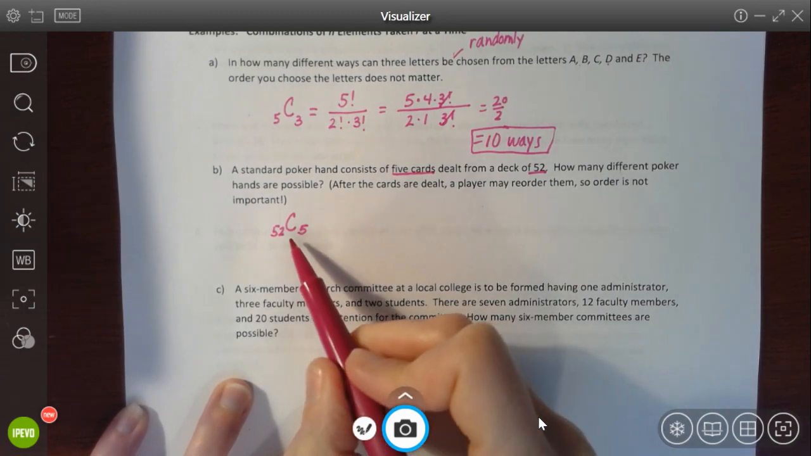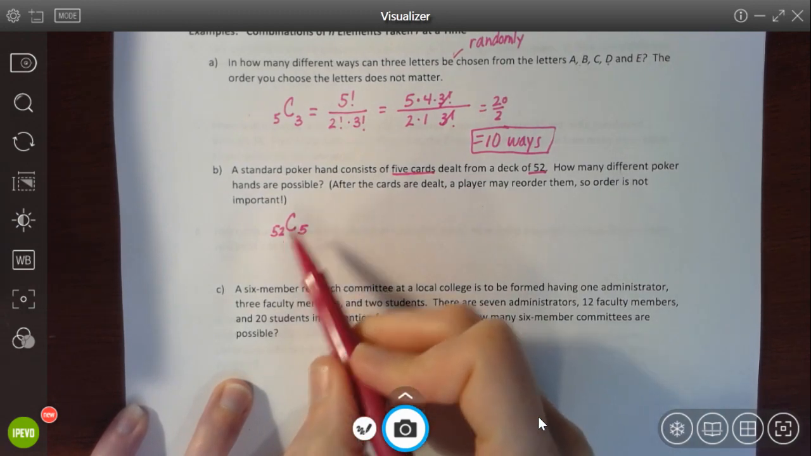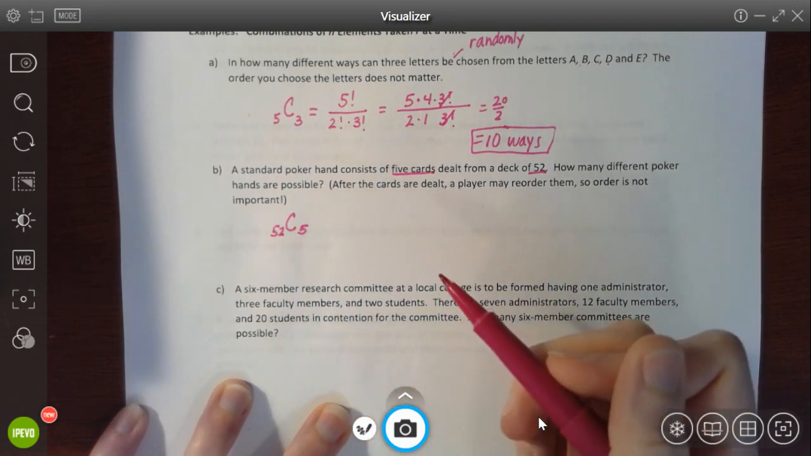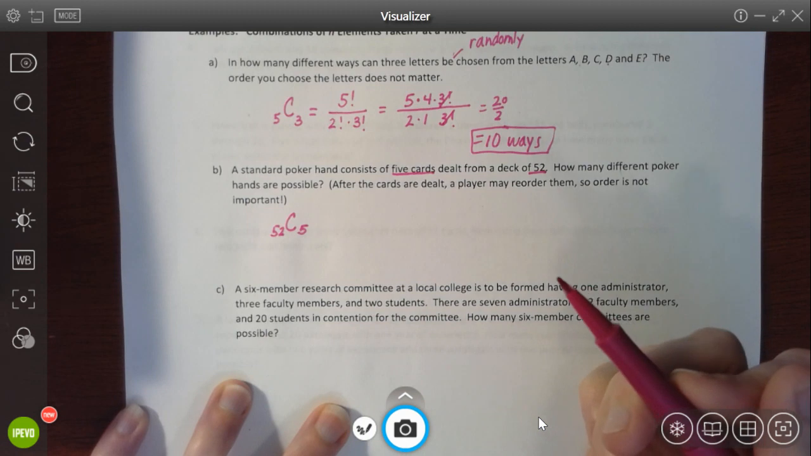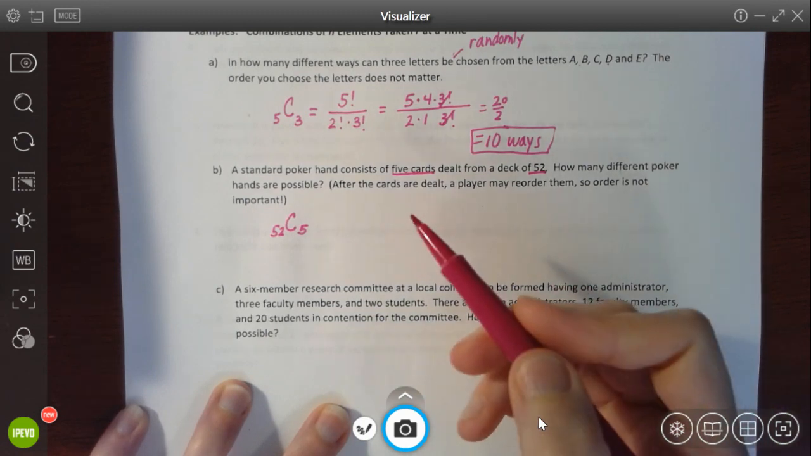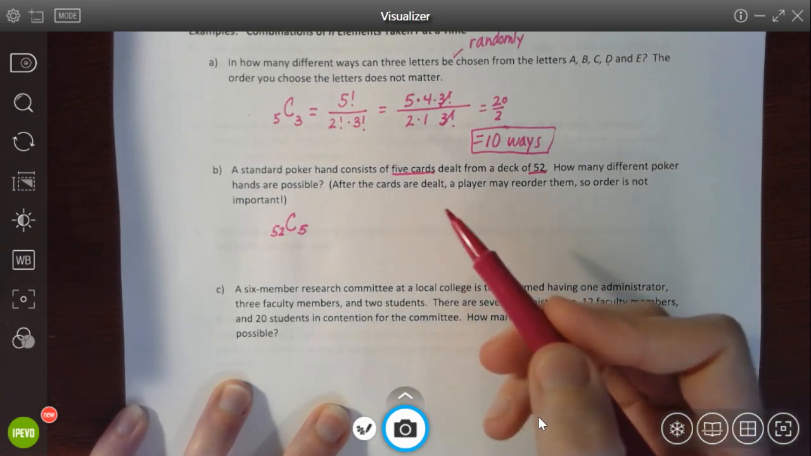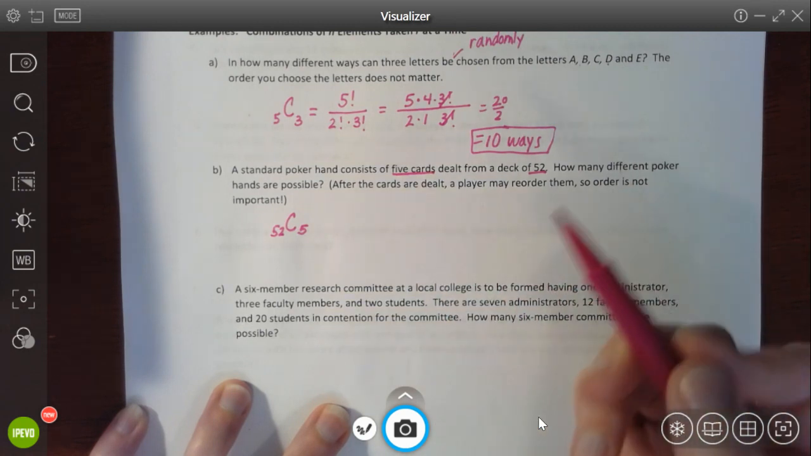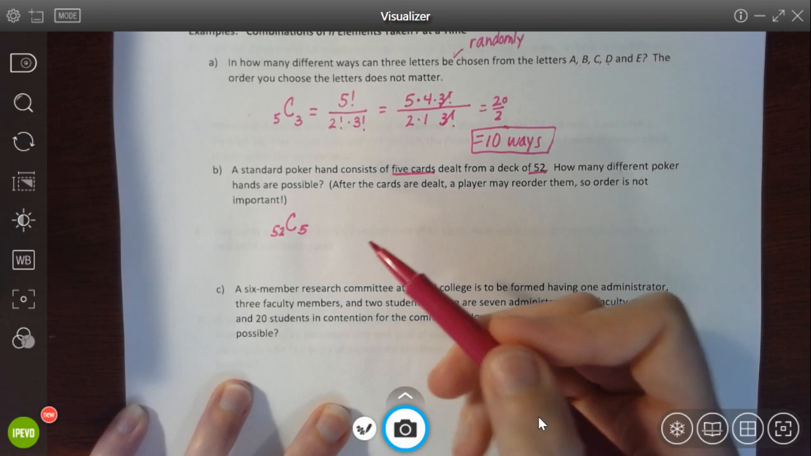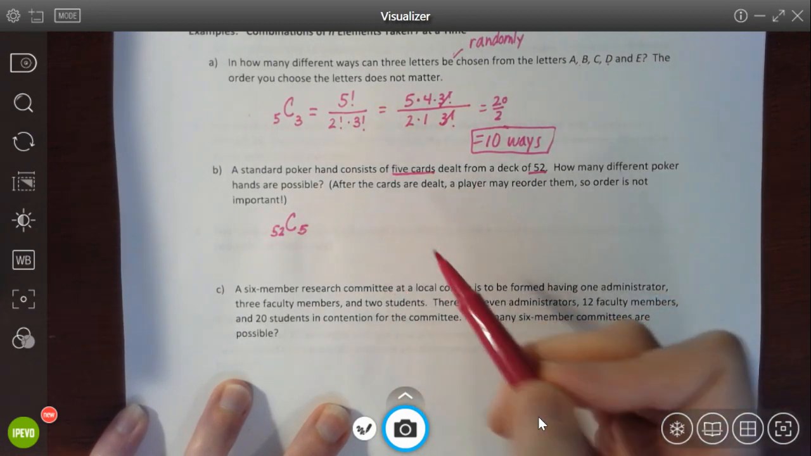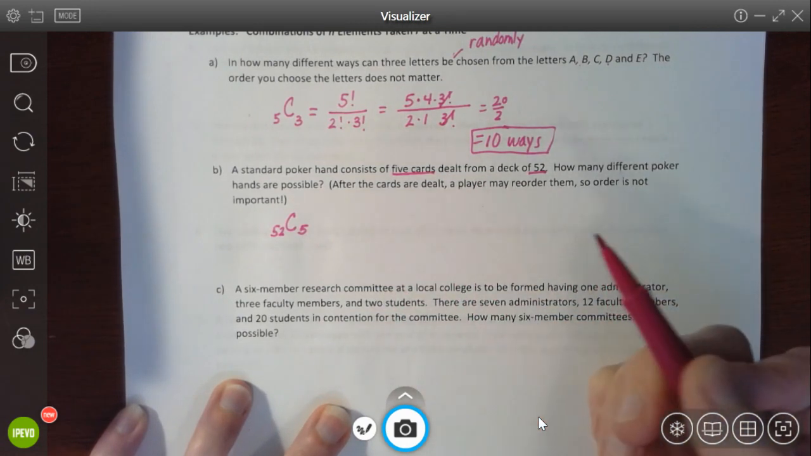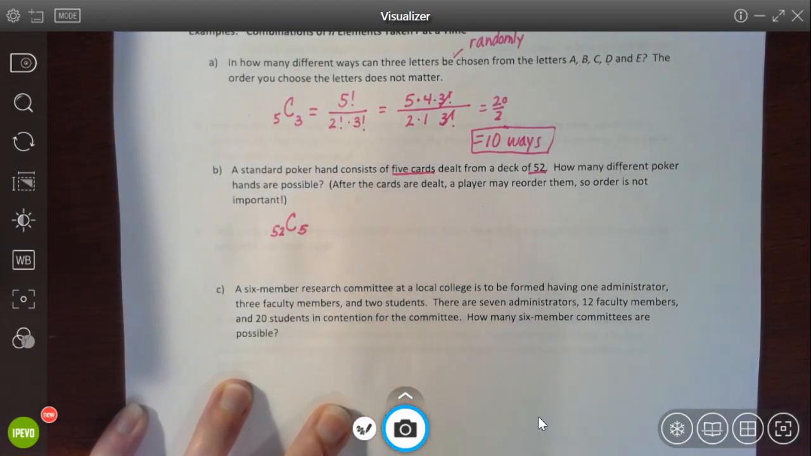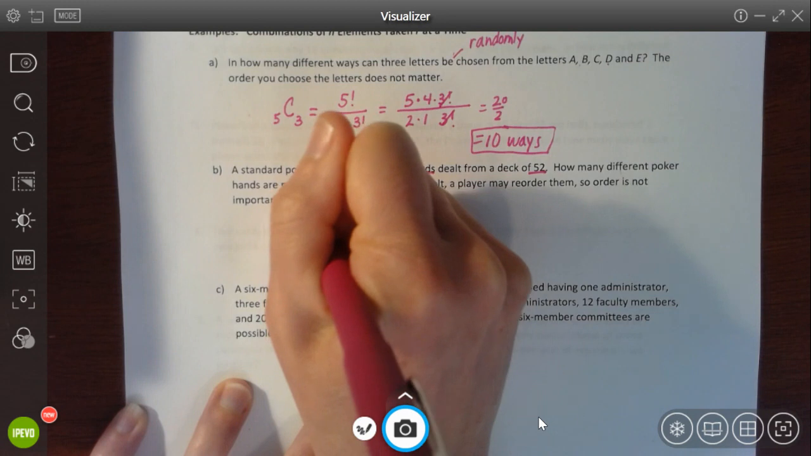Now this is going to end up being a combination because, again, order is not going to matter. Once a player is dealt their cards, they can take their hand and rearrange it. So in other words, if they're dealt 2 tens, a jack, a queen, and a king, they could rearrange that however they want. Maybe they're going to match up their red cards together and their black cards, things like that. But after the cards are dealt, a player can reorder them. So in this case, order does not matter how it's handed out. So that's our signal to use a combination.